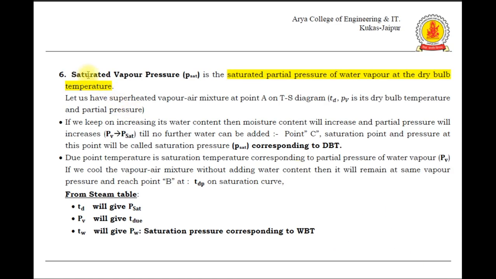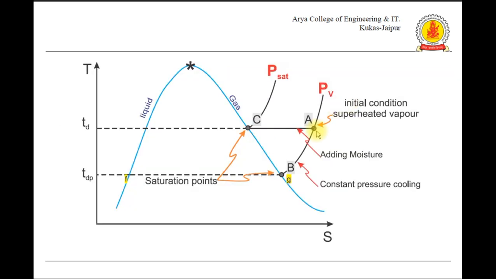Next term will be saturated vapor pressure. This is the partial pressure of water vapor at dry bulb temperature. What is this? To know this, let us see a graph. We take a vapor air mixture at point A on the T-S diagram, whose dry bulb temperature is given to us, and partial pressure of water vapor is given to us. This is the initial condition.